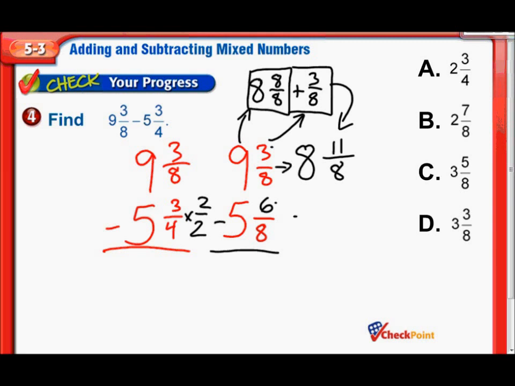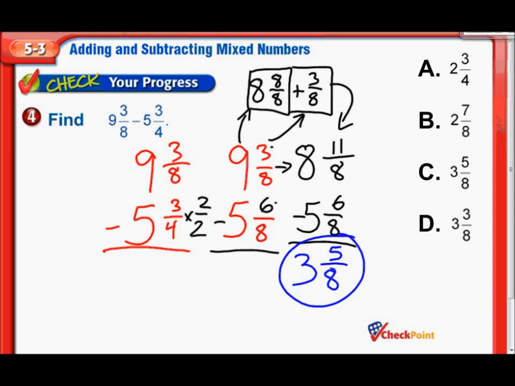Now we bring over our minus 5 and 6/8. And I think we're ready to solve finally. Well, 8 minus 5 is 3. And 11 minus 6 is 5. And we'll bring that 8 down, that common denominator. 3 and 5/8. Does that match one of our answers? Oh yeah, here we go. Great.